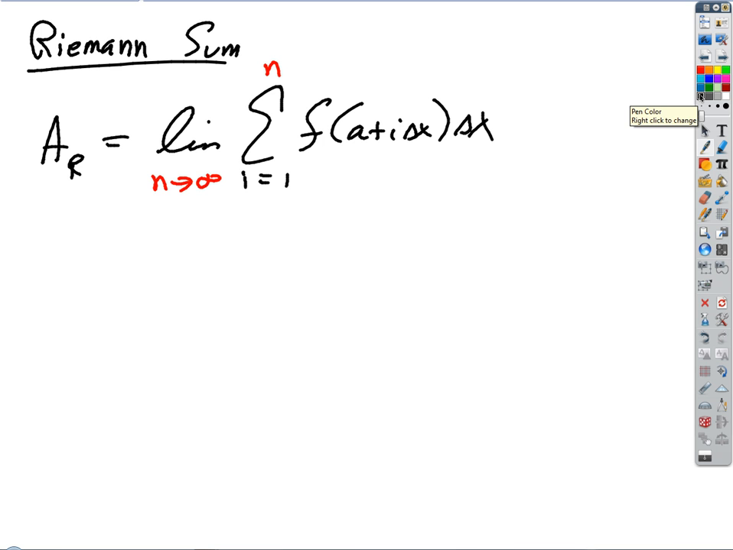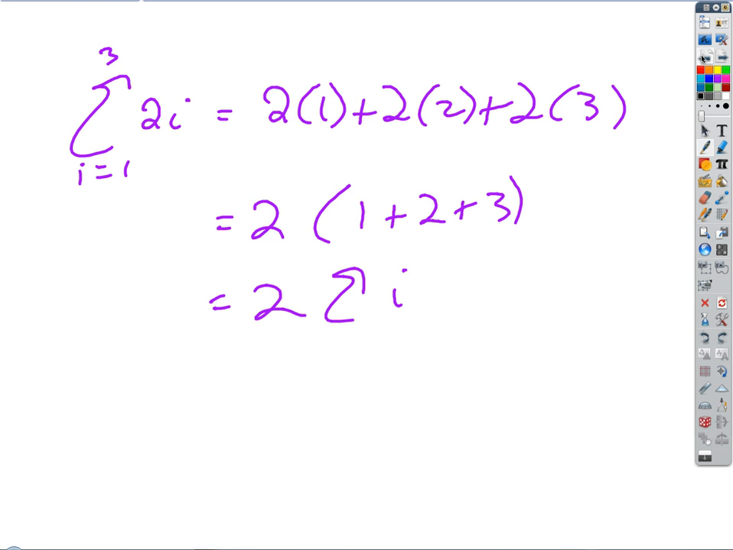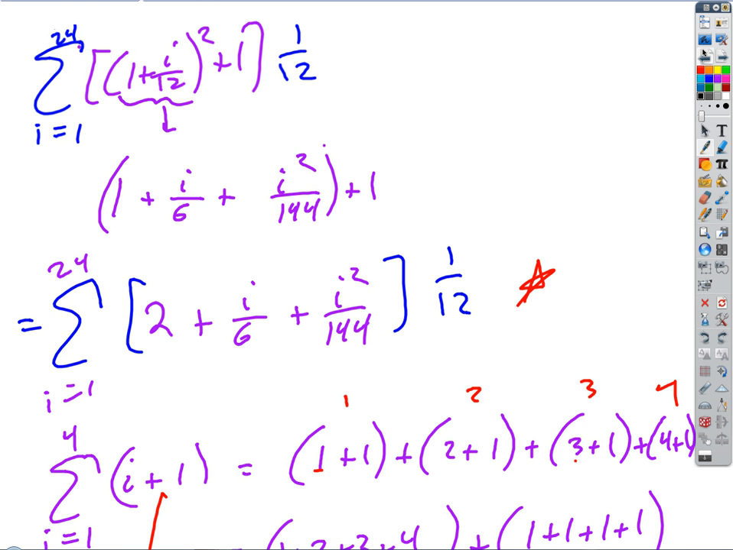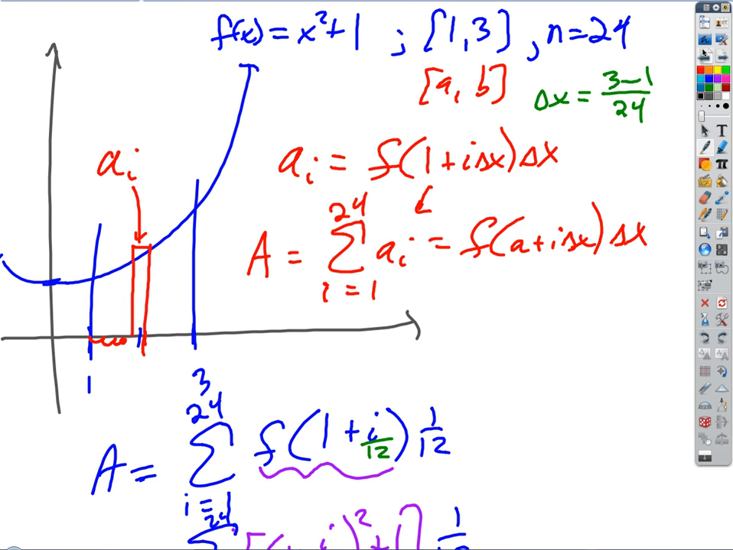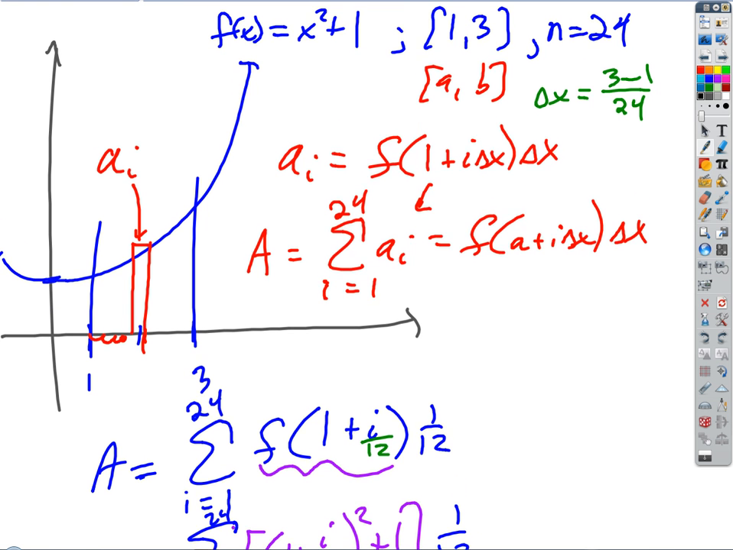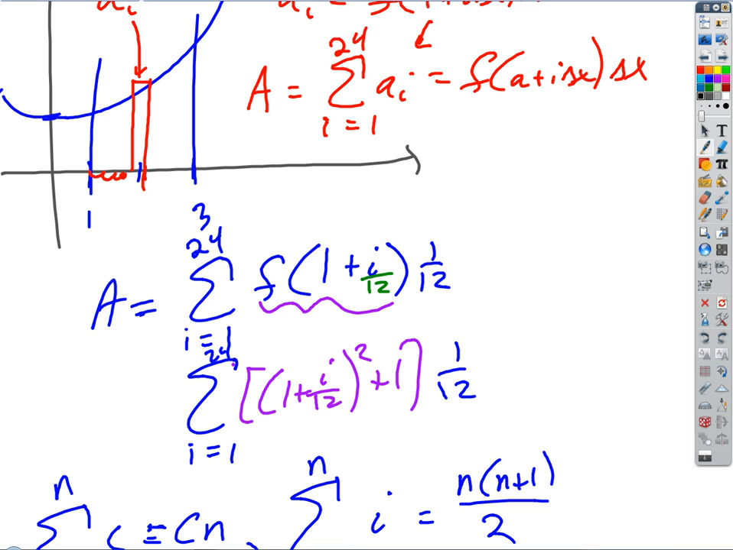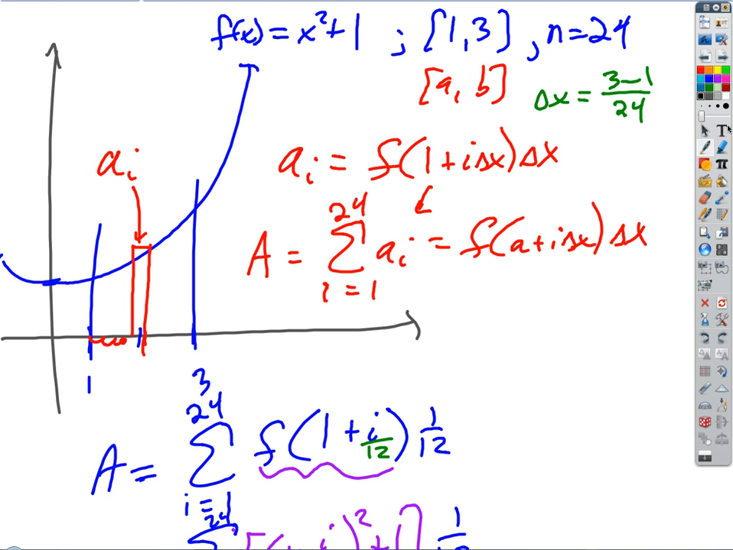Now let's go back to the last example because we've already done a lot of the work, right? All we needed to do was change that delta x a little bit. We've already done a lot of this stuff, so we'll just do the same one. So our function is x squared plus 1.